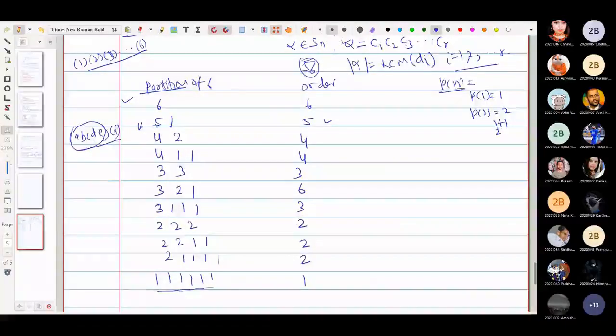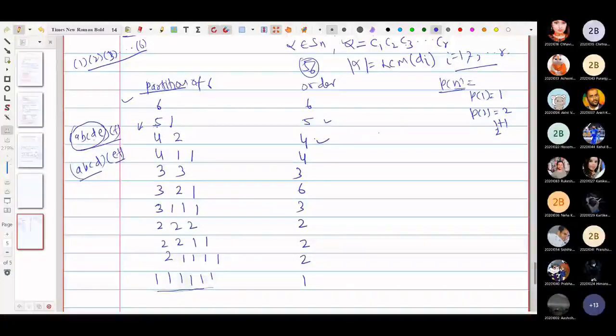Similarly, if you have A, B, C, D as a 4 cycle and another cycle E, F as a 2 cycle, they are disjoint. Of course, they should be disjoint; we are considering only that. So the order of this will be 4. Similarly, we can find out the others also. So these are the orders of elements in S6.